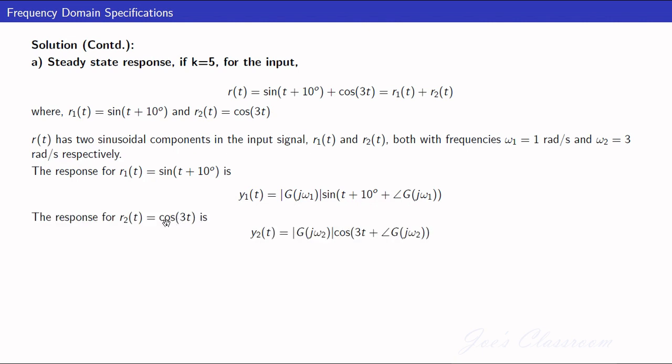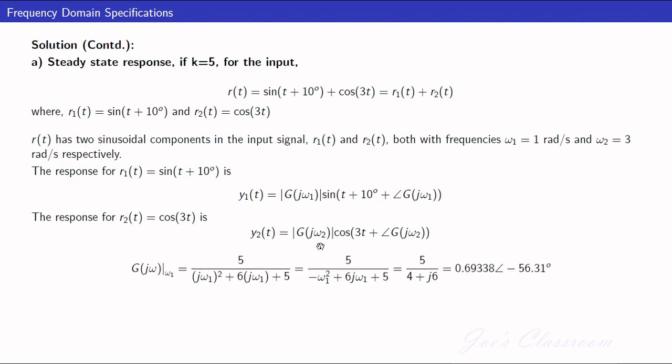In the same way, if I take the second input, that also is going to have a similar kind of output. The only thing is, this G(jω) has to be calculated at ω1, whereas the G(jω) for the second signal has to be calculated at the second signal's frequency, that is ω2. The phase angle that will be added to the 3t input is the angle of G(jω2). So to find y1 and y2, we need the gain G(jω1) and G(jω2). We'll find that out.